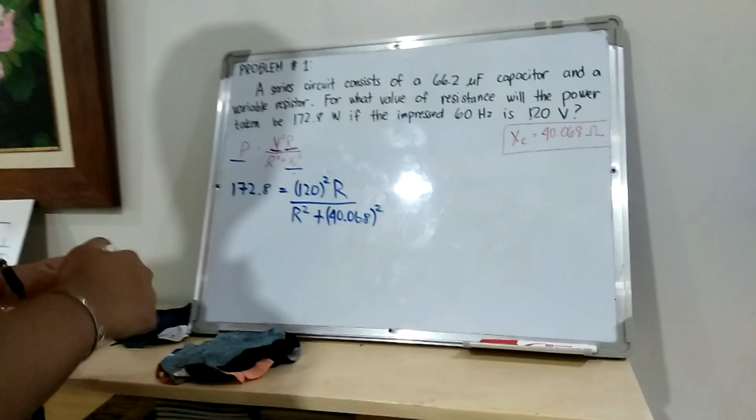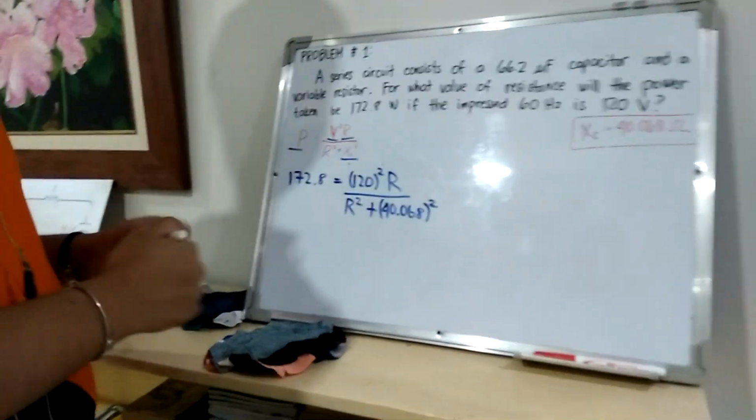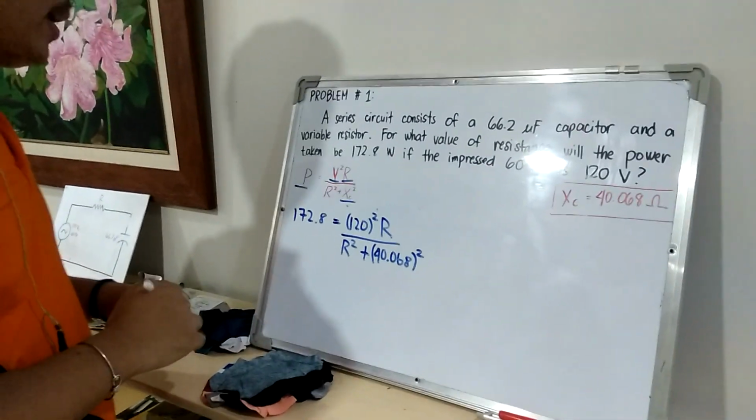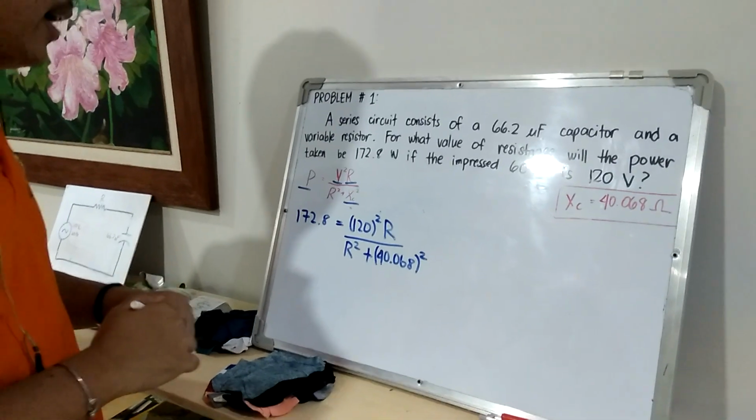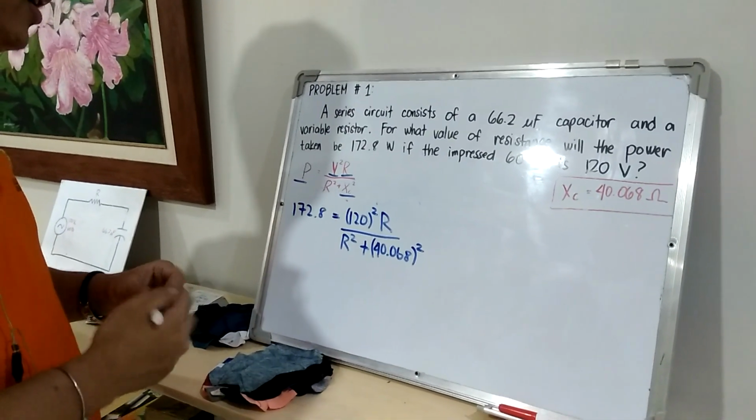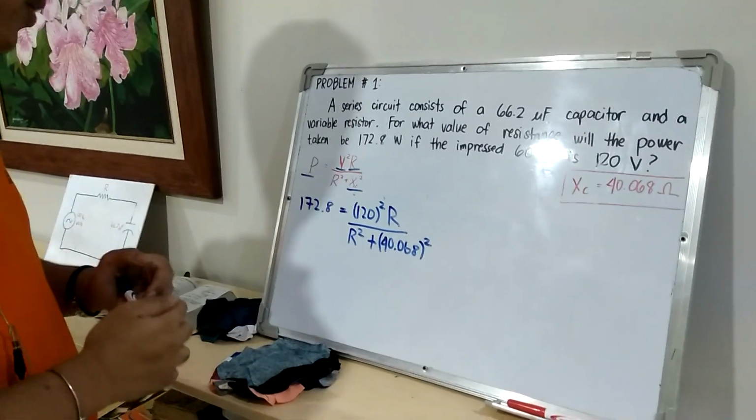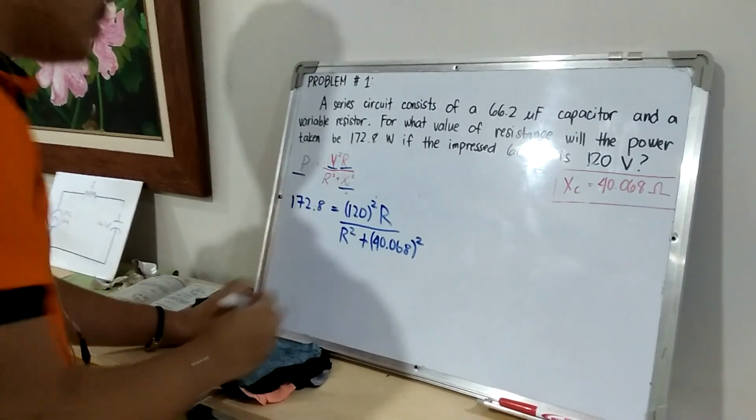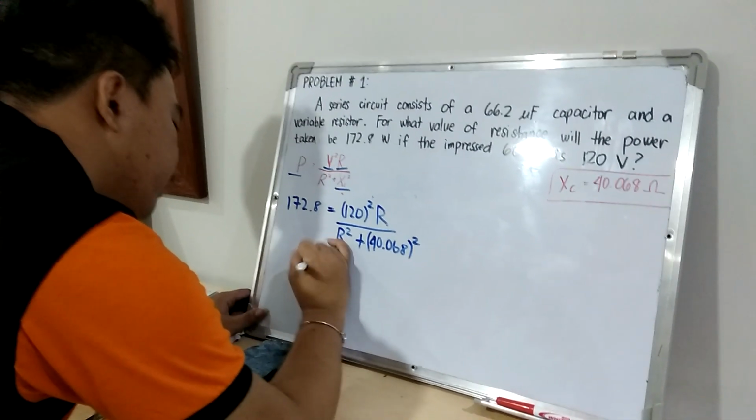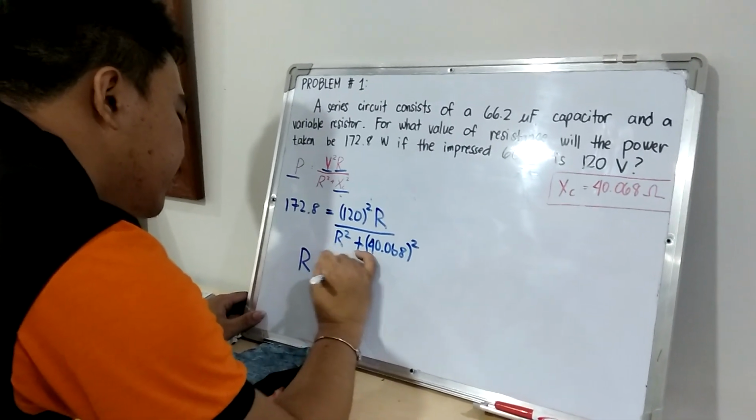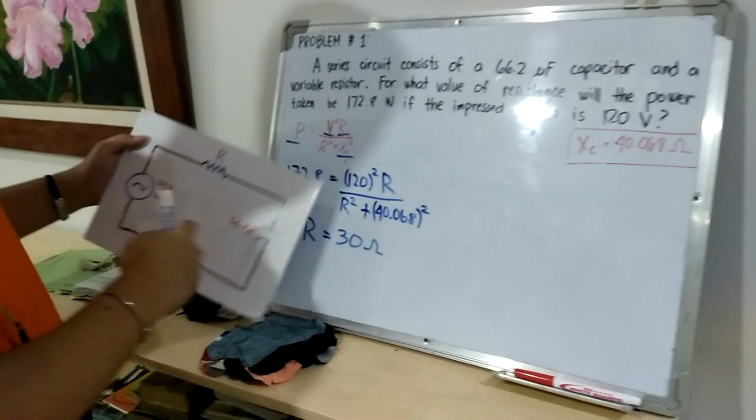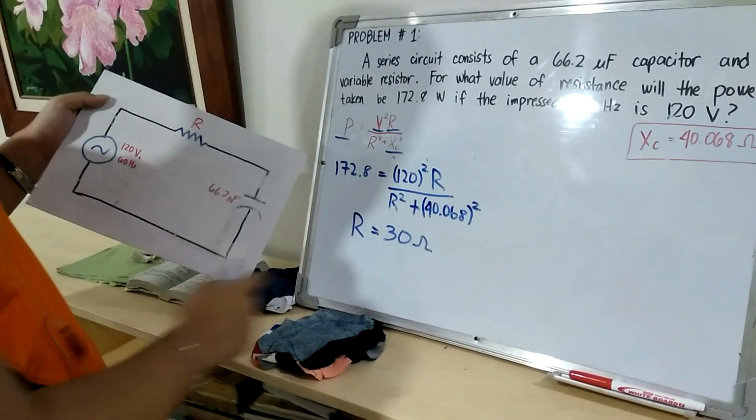Since this equation is a quadratic equation, we should get the positive value for the answer. To get the answer, we just plug these values into the calculator to solve for R. After plugging the values in the calculator, we get the value for the resistance R is equal to 30 ohms. So in this circuit, the value for R is 30 ohms.